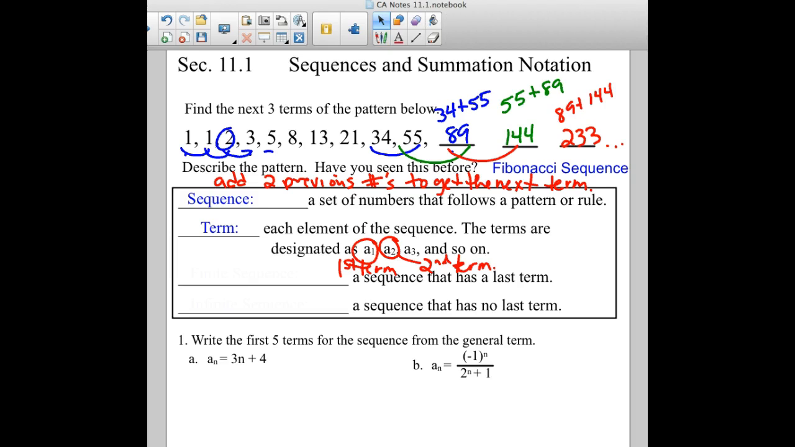All right, the next vocab word. A finite sequence is a sequence that has a last term. In other words, it ends. There's a stop to it. An infinite sequence is one that has no last term. It continues on forever.